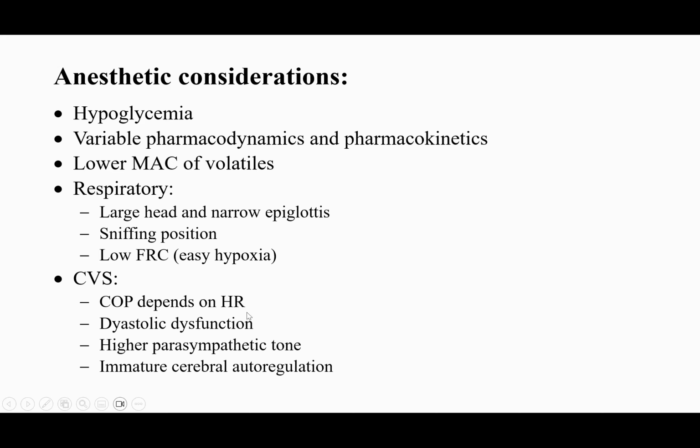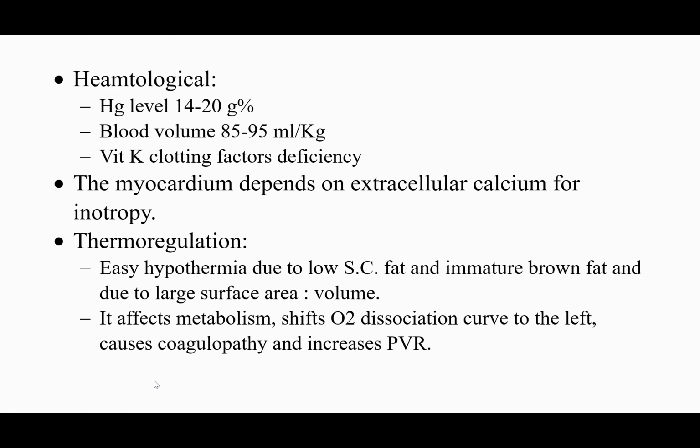Cardiac output depends on the heart rate, diastolic dysfunction, higher parasympathetic tone, immature cerebral autoregulation. Hematologically, the hemoglobin level is high, the blood volume is higher than adult, vitamin K clotting factors are deficient. The myocardium depends on extracellular calcium for inotropy, because the sarcoplasmic reticulum is underdeveloped. So the myocardium depends on extracellular calcium rather than the intracellular calcium for contractility.